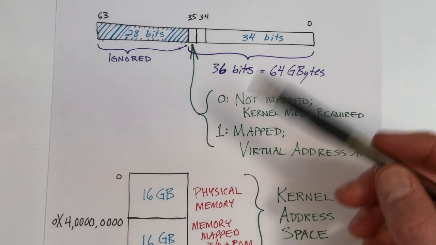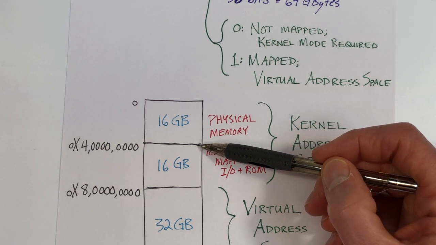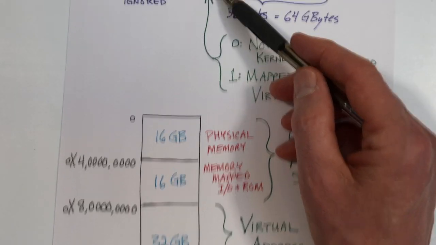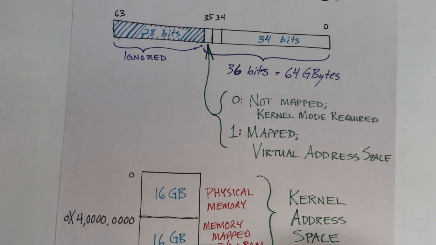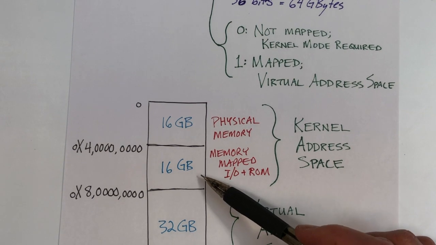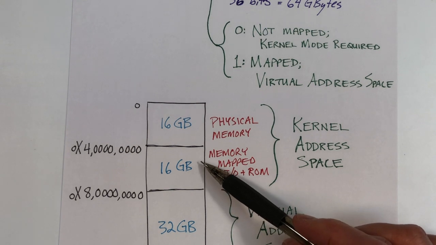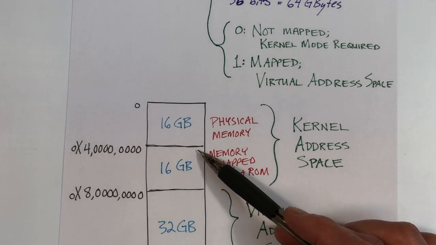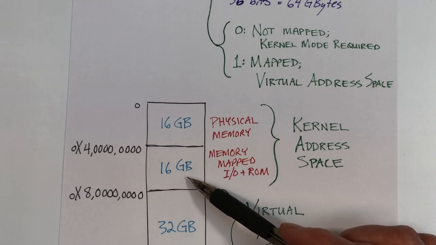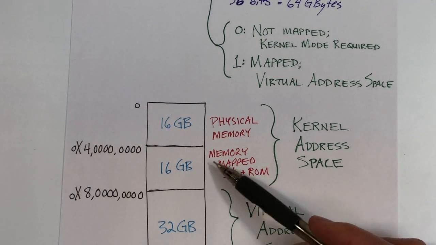It determines whether it's a physical memory address. So this is where our limit of 16 gigabytes for main memory comes from. Or if bit 34 is a 1, it indicates that we've got an address that's part of the memory mapped I/O region. I/O devices will be located in this region here, and any load or store to an address within this region will be directed to a memory mapped I/O device. We may also have some read-only memory mapped into this region as well.